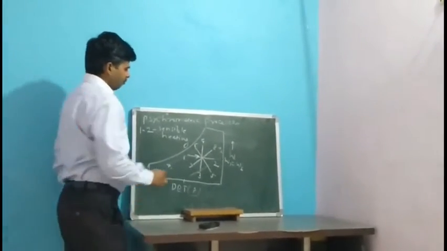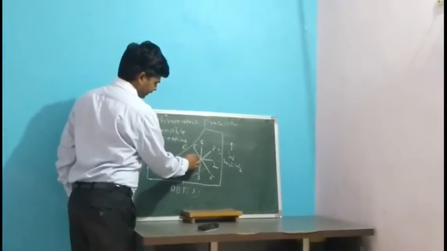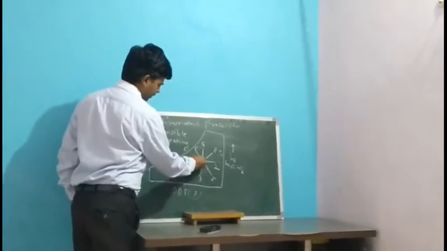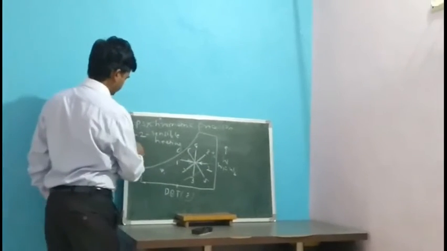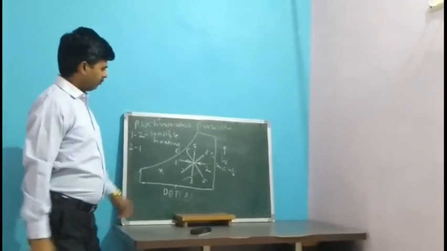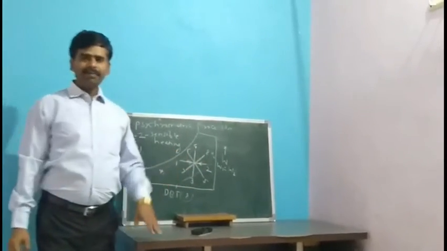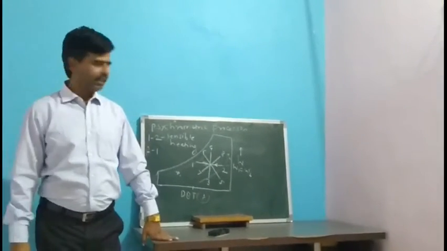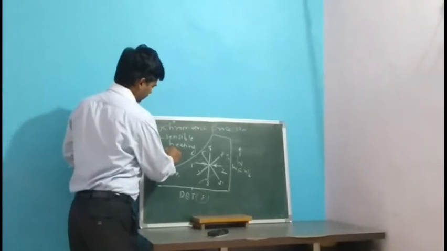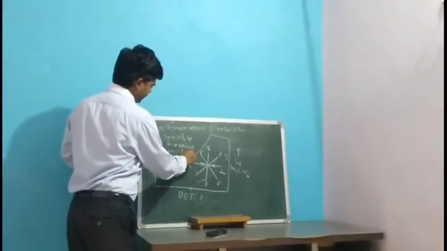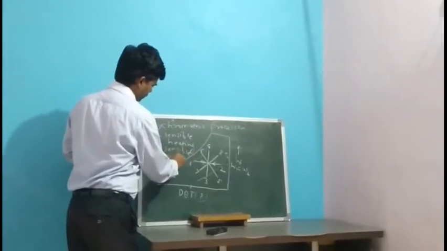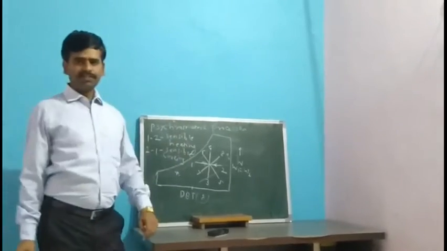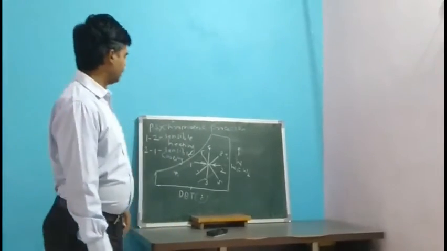Now if you reverse this, like this, 2 to 1, the dry bulb temperature decreases without affecting the specific humidity. So this process is known as sensible cooling. This is known as sensible cooling.